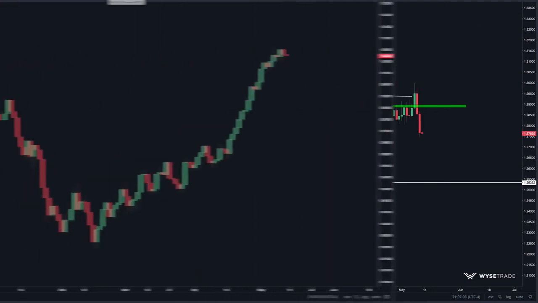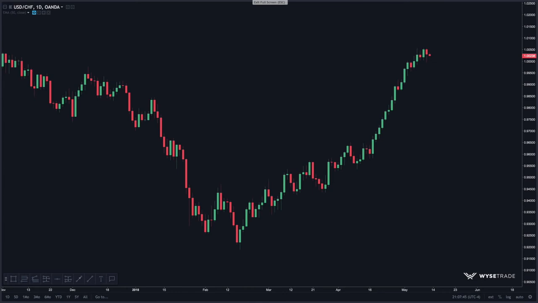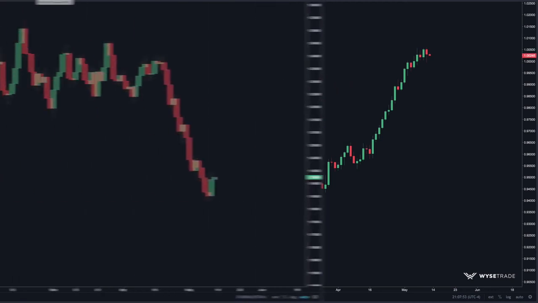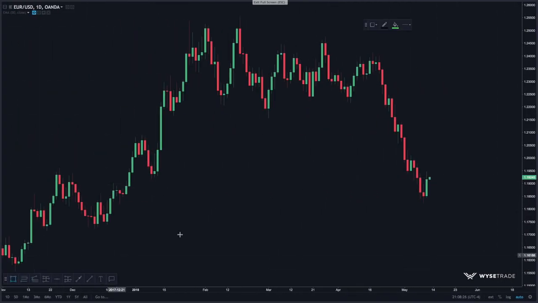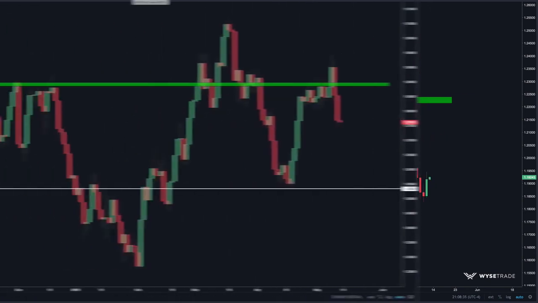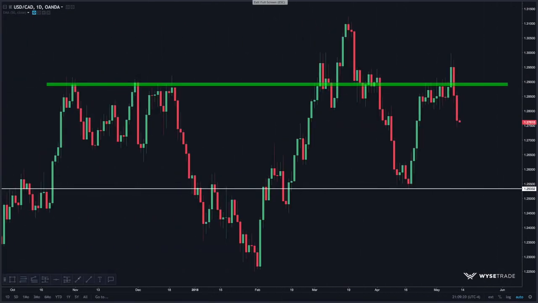Now, if you had checked correlating pairs such as the dollar Swiss here, you would have noticed that price is in a fresh uptrend and is heavily bullish, showing the strength of the dollar. Now, jumping to the euro dollar, you see the same thing. It is in a heavy downtrend, showing how weak the euro is against the dollar, which again shows the dollar's strength. Now, price did end up reversing, but again, you have to always be careful trading against the dominant trend, as swings will occur that don't always work in your favor.